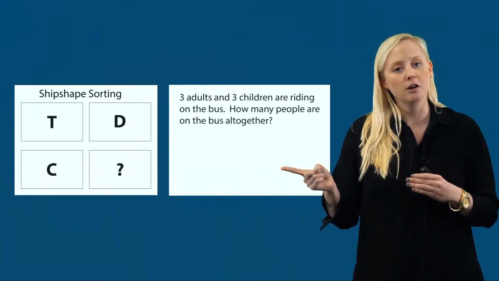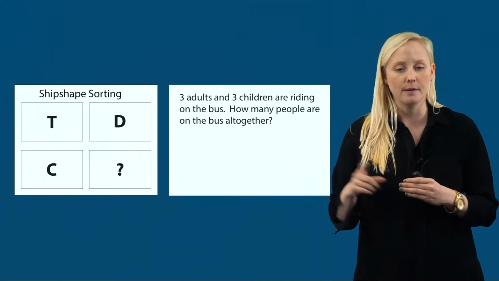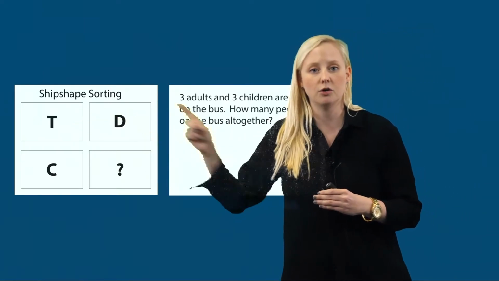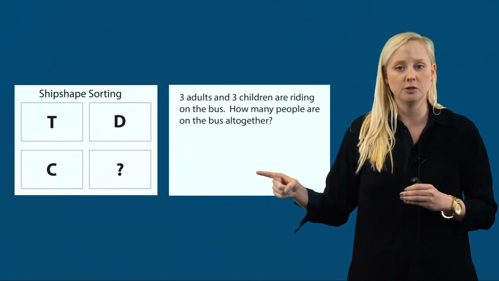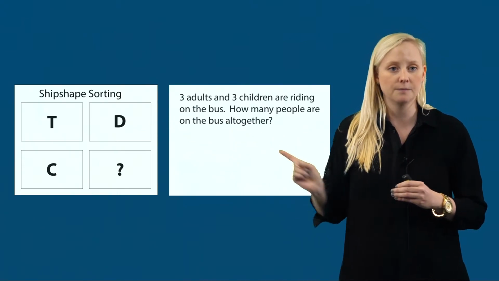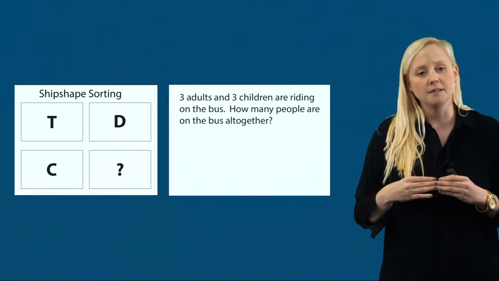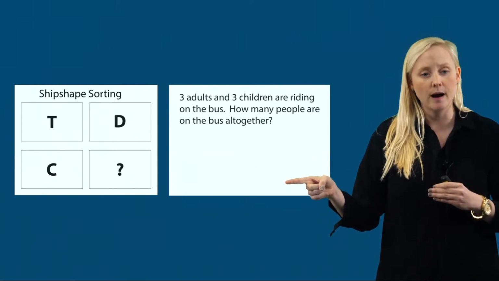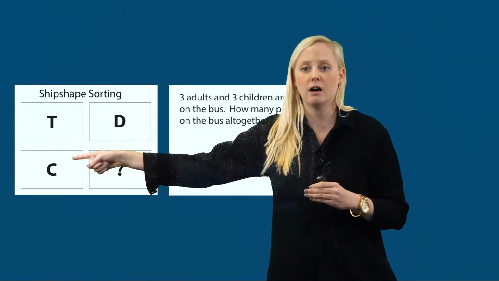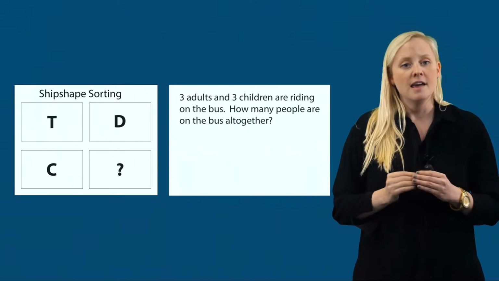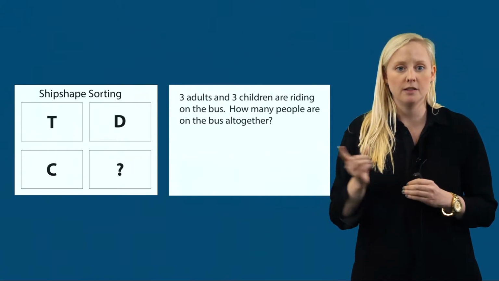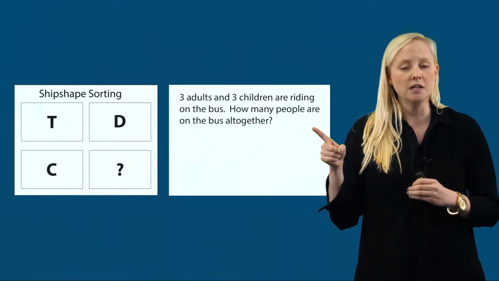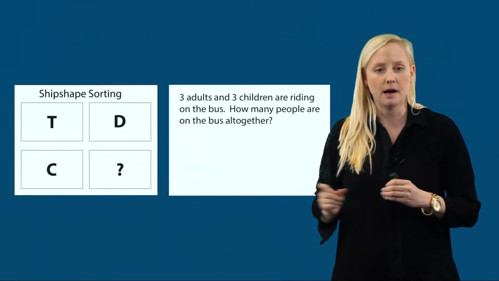If the sorting card is a total problem, the student should put the card in the total box. If the sorting card is a difference problem, the student should put the card in the difference box. If the student believes that the card is showing a change problem, the student should put the card in the change box. If a student does not know the answer or is confused about which schema the sorting card shows, the student can put the card in the question mark box.